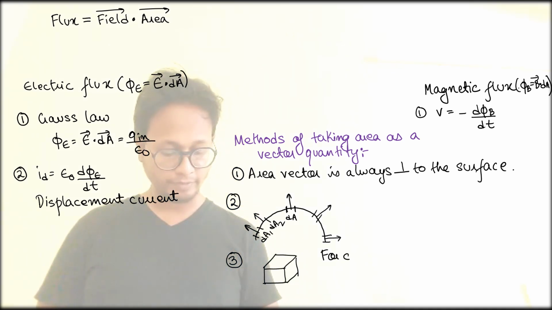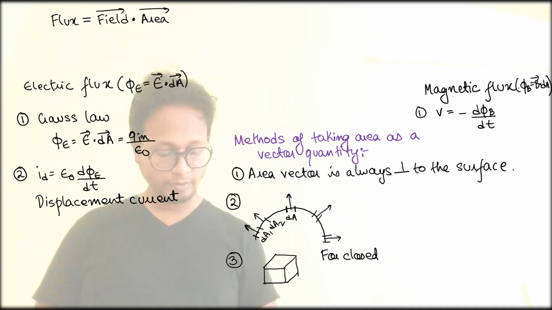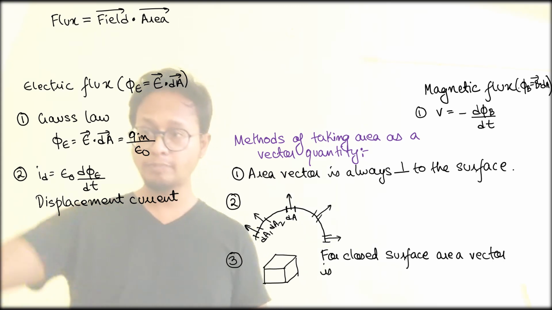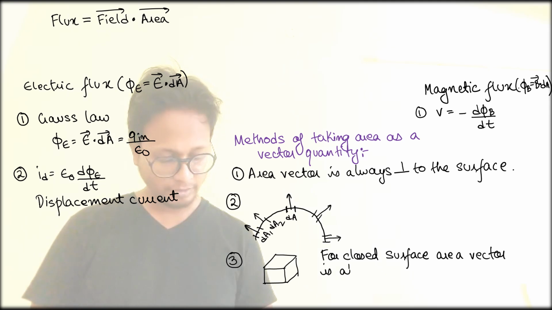For a closed surface, area vector is always pointed outward.